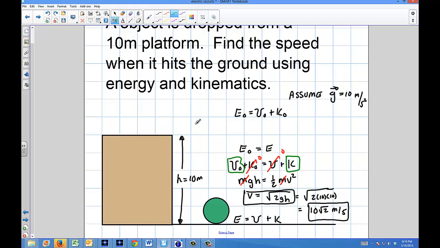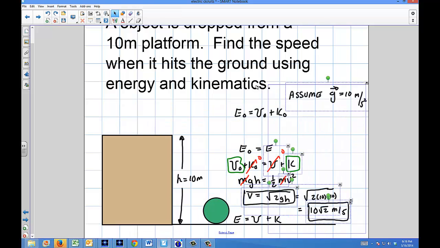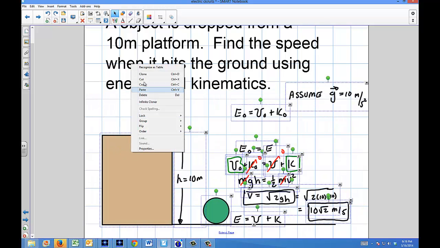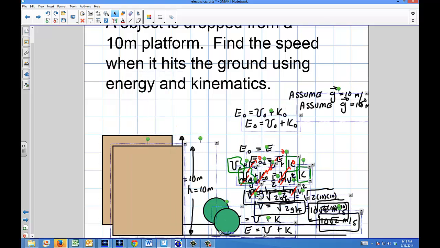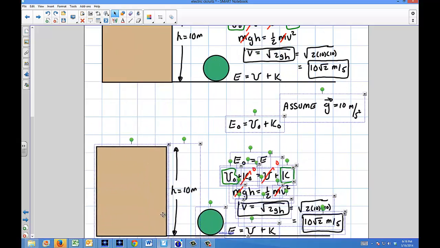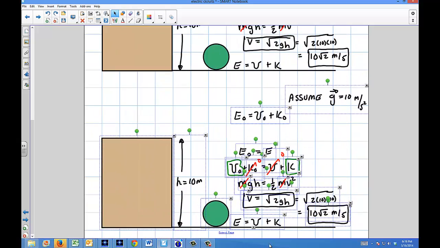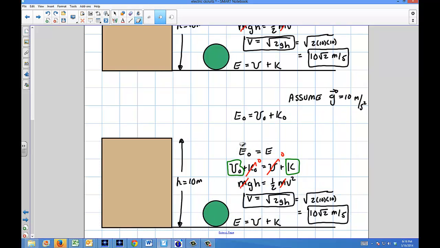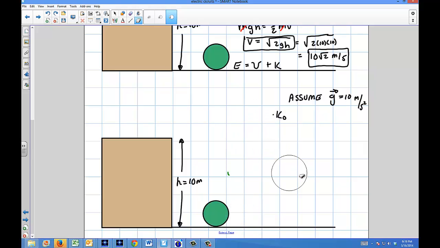I'm going to do the same thing now with kinematics. So I'm going to take this, highlight the whole thing across, and clone it. Move it down. We're going to redo the same problem now with kinematics, just to show you the comparison here. So I'm going to take this eraser and wipe this out, except for everything that says assume g is 10 meters per second squared. Same exact concept. Ball is going to be released from rest, fall to the ground.